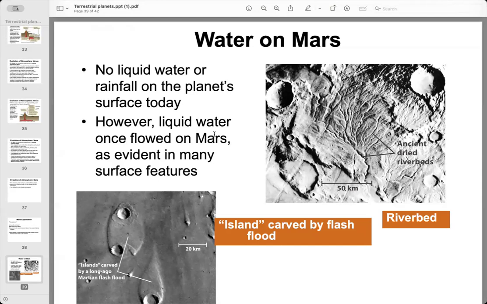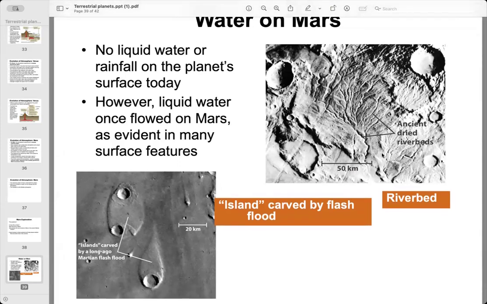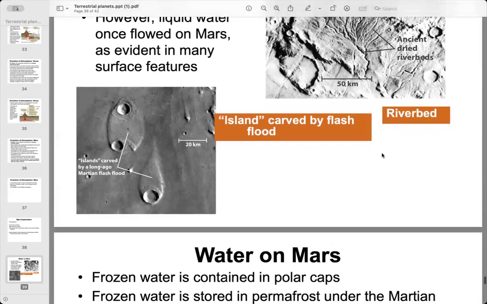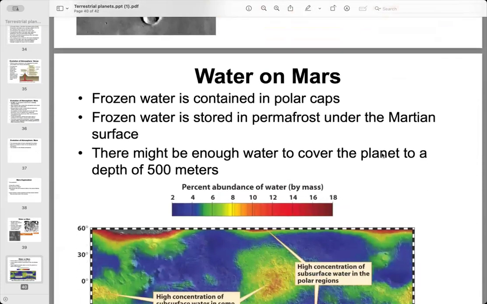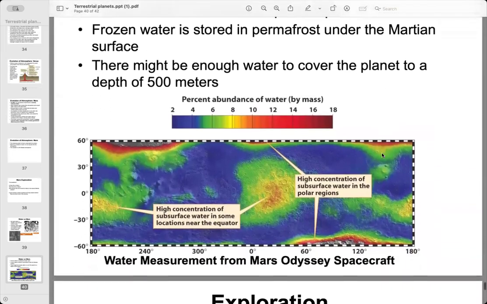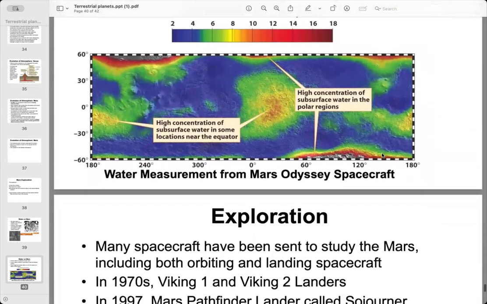However, there are various land structures which suggest that in ancient times there was water on Mars. There's also some frozen water contained under the polar caps and permafrost, but there is no liquid flowing water at this time.